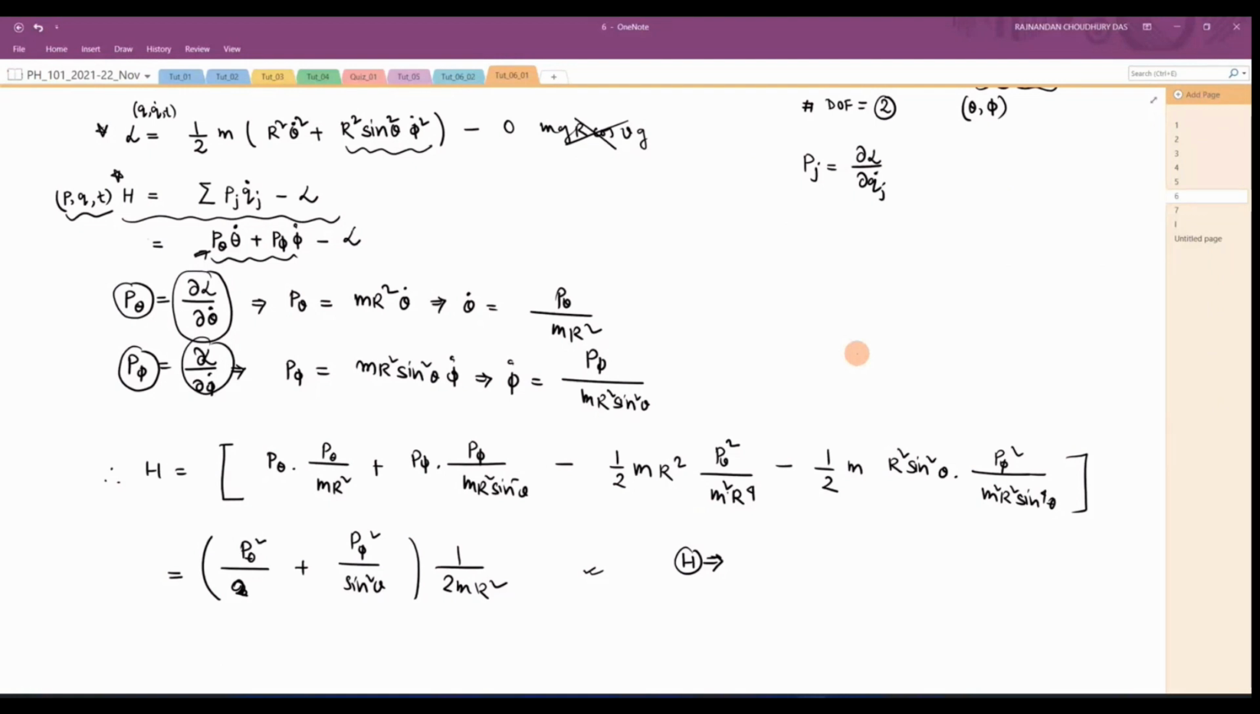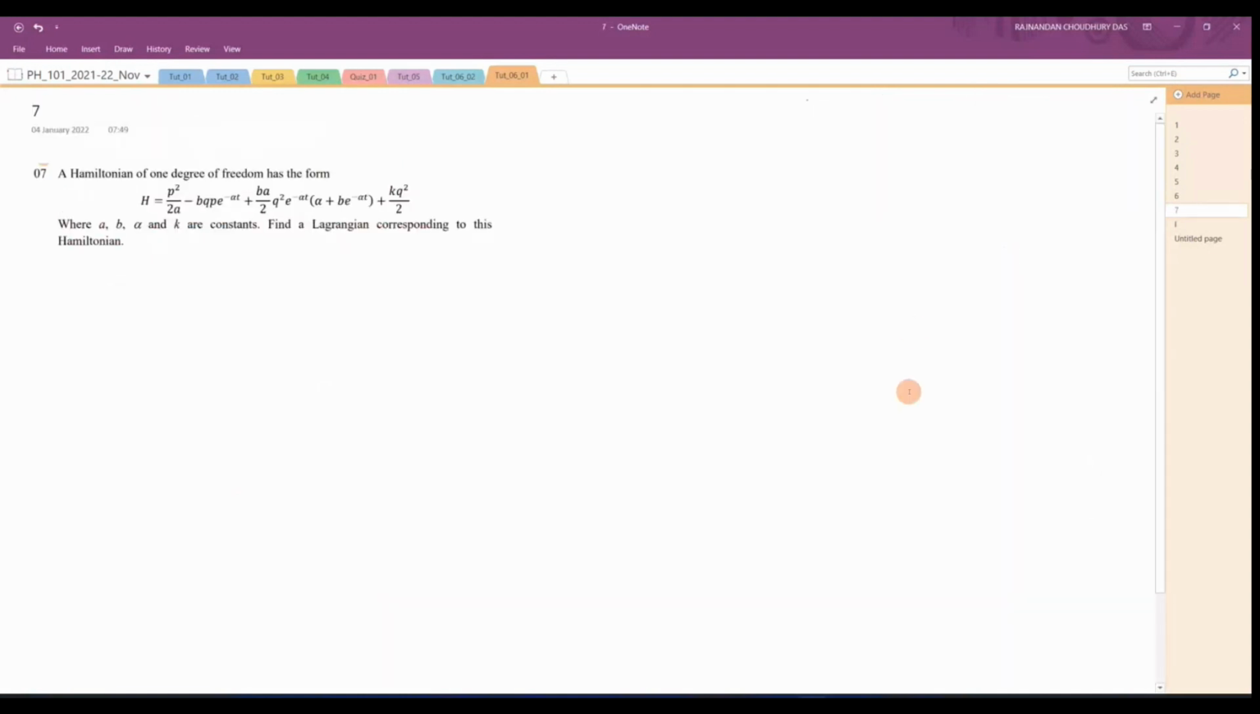Is that clear? Yes, sir. Okay, look at the next problem and you will understand. Find out the seventh problem, you will understand it.